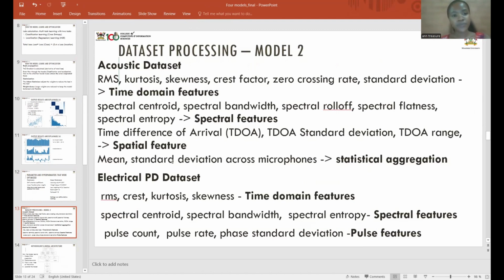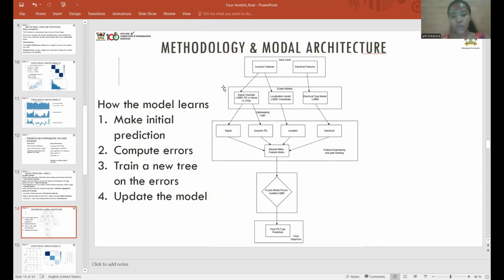So the second model was the ensemble model, which used gradient boosting. So here with this data set, we're able to also derive the time domain features, spectral features, spatial features, and then we're also able to get some statistical features. And then here we have the time domain features, the spectral features, and the pulse features from the electrical partial discharge data set. So with this model, first of all, we got these features and we inputted them in the different expert models. We had 3 expert models.